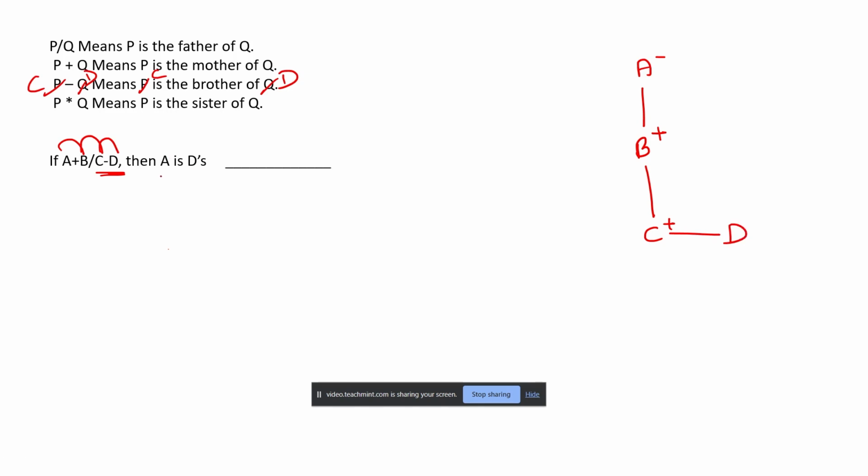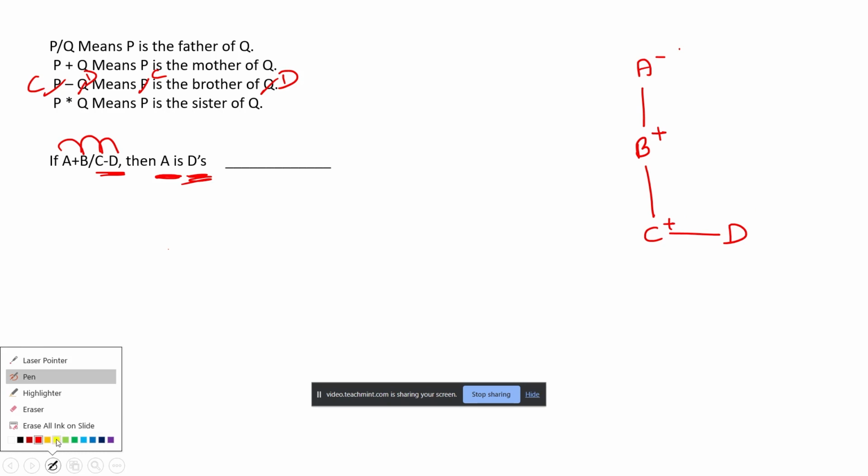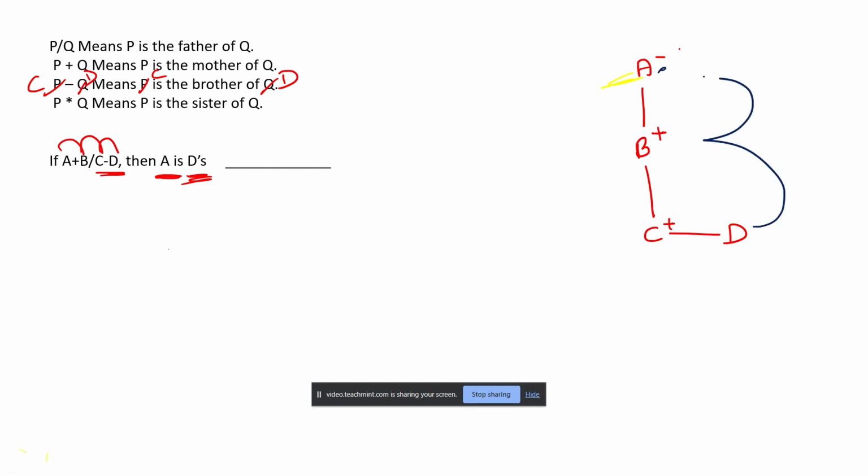Then you need to find out how A is related to D, or A is D's what? I will change the color so it's much more visible. A is D's father's mother. Father's mother means we call her grandmother. So A is D's grandmother. That's your final answer. Instead of using statements, you just compare our symbols with the original problem symbols, and you solve two symbols at a time.